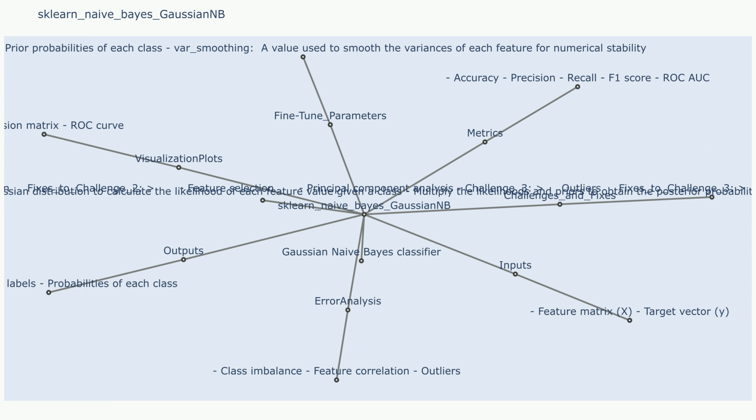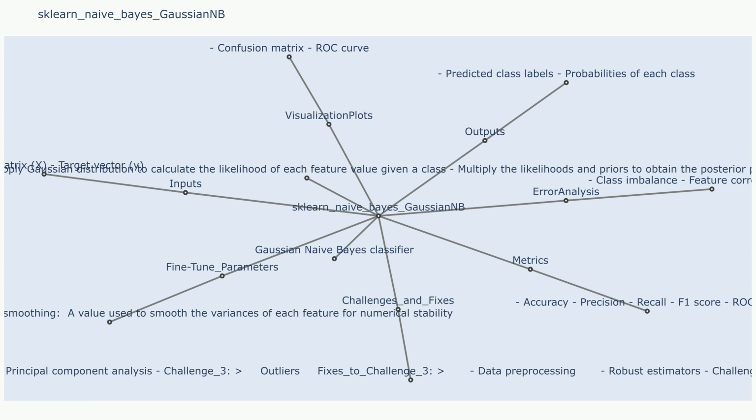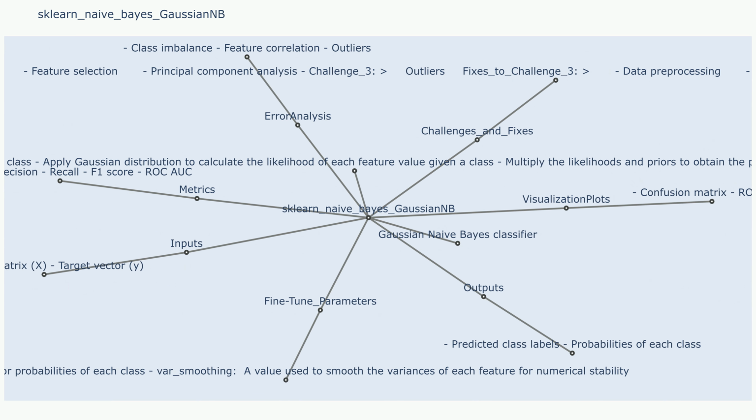Challenges and fixes. Challenge 1. Feature dependence. The Gaussian naive Bayes model assumes feature independence, which may not hold true in real-world data. This can lead to inaccurate predictions if features are strongly correlated. Sample use case. A dataset with features like height and weight that are highly correlated.